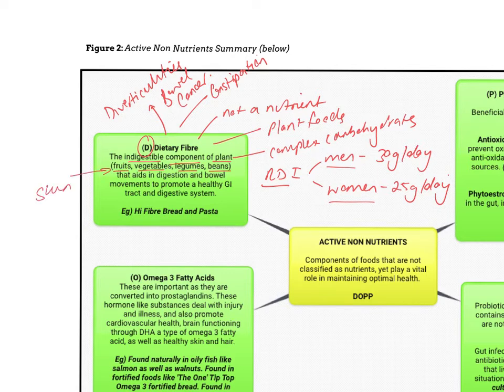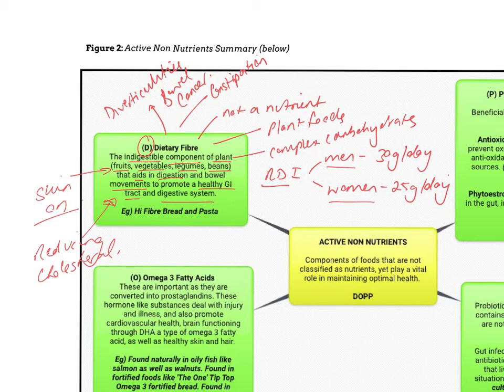Whenever you have fruits and vegetables, it's important to keep the skin on because the skin contains most of the fiber. Now, dietary fiber aids in digestion and bowel movements, and the reason why it does that is it helps to absorb water, and it also allows waste to be removed from the body quite easily to prevent constipation and to promote a healthy gastrointestinal tract and digestive system. Dietary fiber also has a role in reducing cholesterol. So this is one of the other benefits of having dietary fiber in the diet.